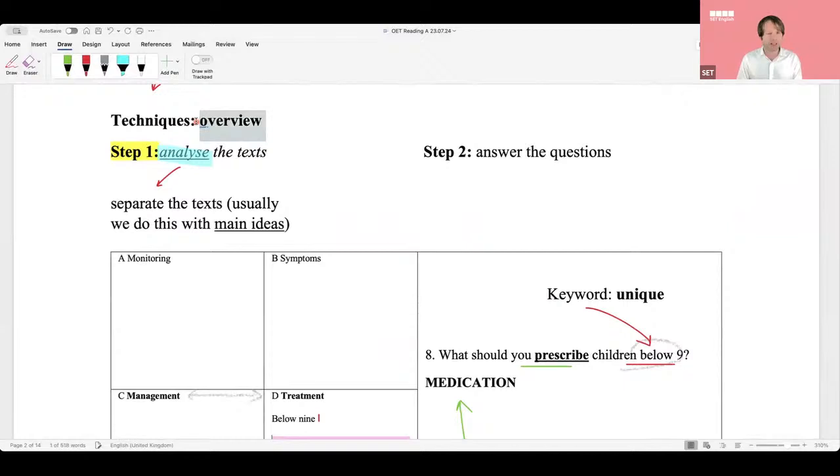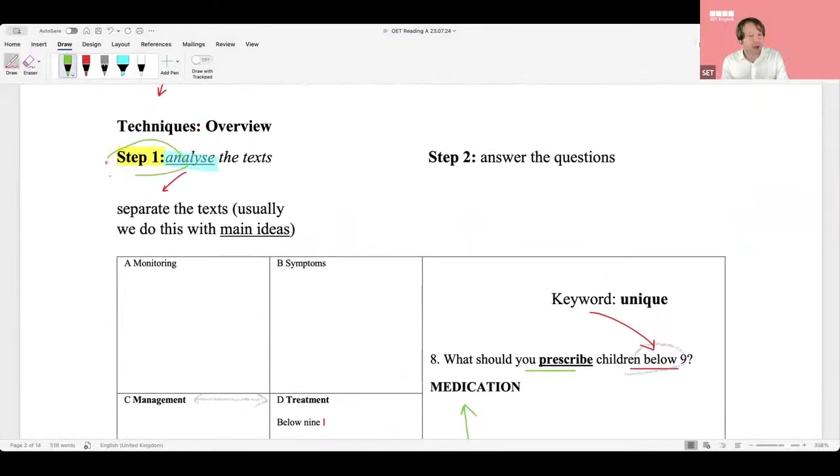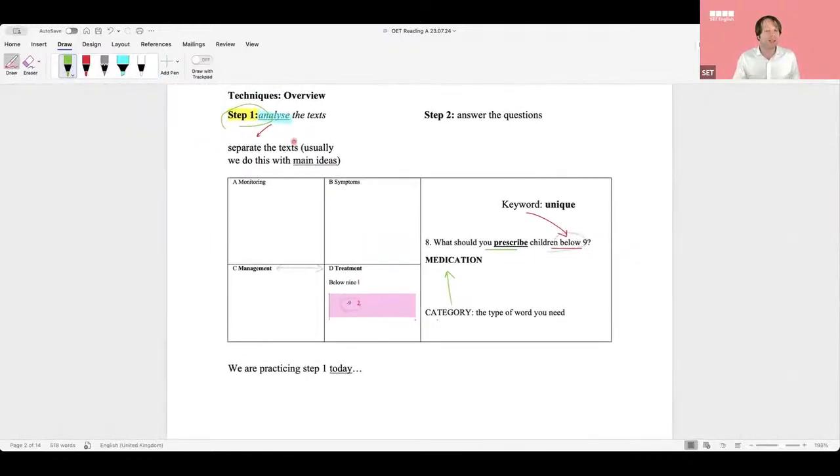What are we trying to practice today? Step 1. I'm not going to go into it; I've just got a lot of practice. I just want to do practice, practice, practice now, okay? Is everyone ready to practice reading texts for the main idea?